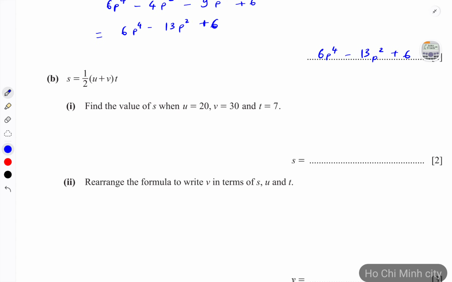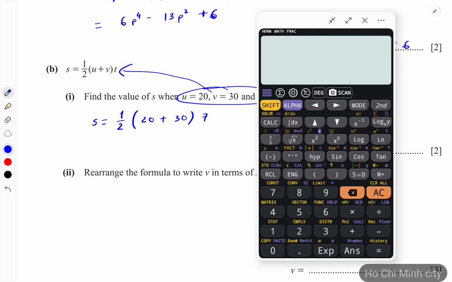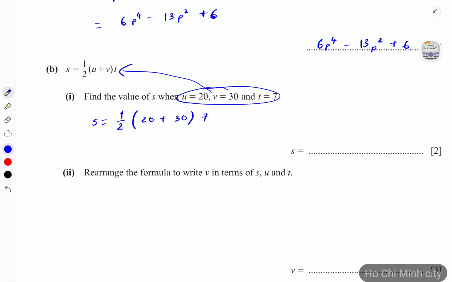All right, the next one. We have s is 1 over 2 of (u plus v), and then multiply by t. Find the value of s when we know u, v, and t. All right, so simply plug these three values into this formula. We have s is 1 over 2, (20 plus 30) times 7, and that gives us 175, right? 175.